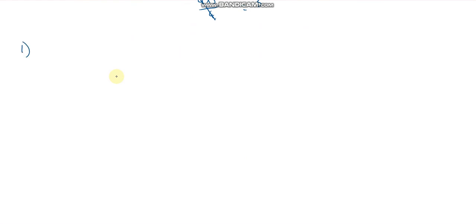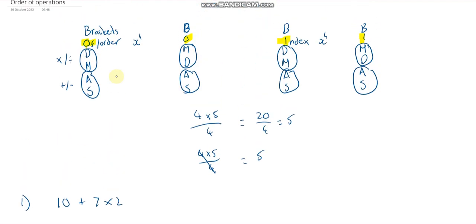So let's try some little examples together. Nice and easy to start us off: 10 plus 7 times 2. We're thinking to ourselves, Bodmas. What do I do first? Well, there are no brackets and no orders. I've got a multiply and an add. The multiply is first in Bodmas, and then the add, so the first thing I want to do is multiply.